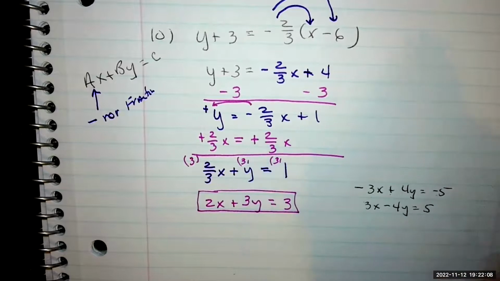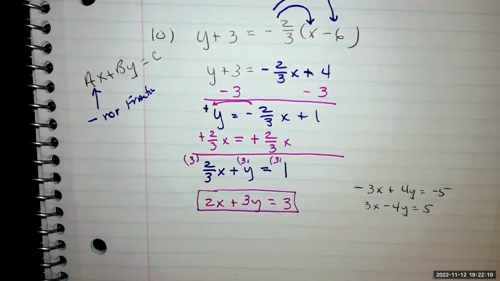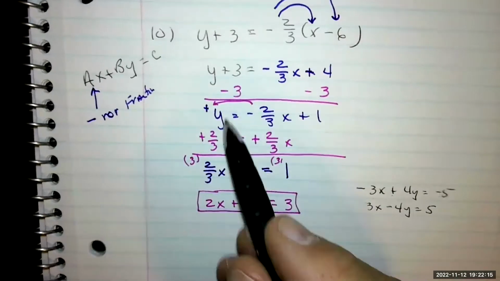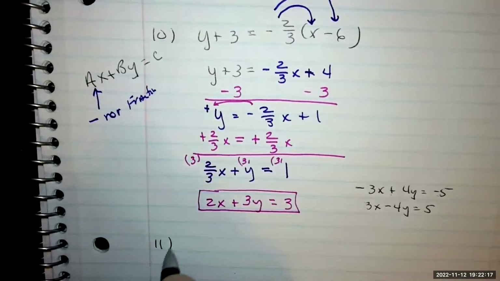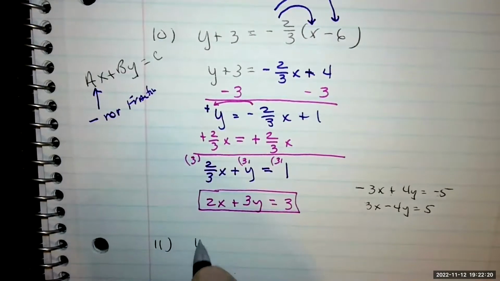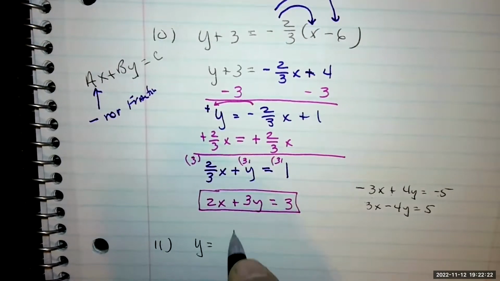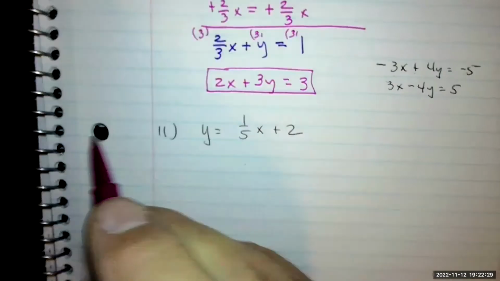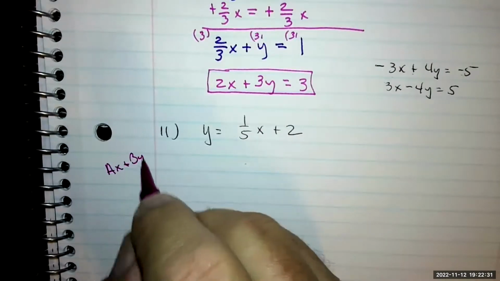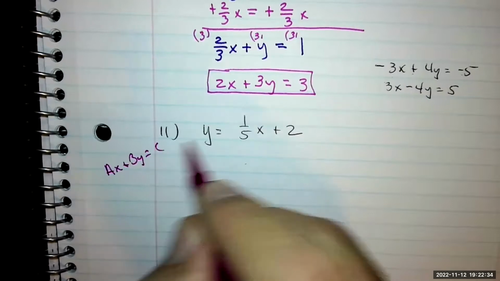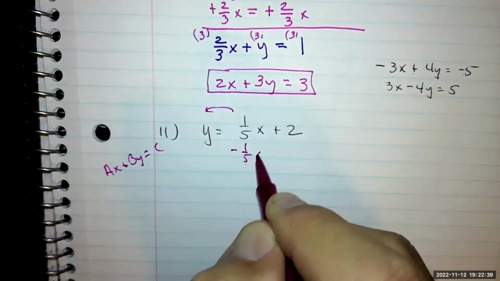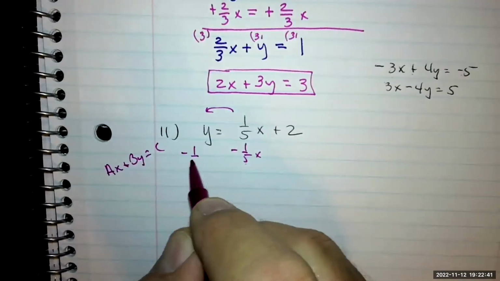All right, so let's do number 11. And number 11 is nice because it's already in our slope-intercept form. So you can see there's really not much left to it. All right, so here we go. We have it. Now we got to put it in standard form. Remember, x and y are together on the same side of the equal sign. Okay, so I got to move this x over here. It's a positive, so we're going to subtract 1/5 x. And this is going to turn out exactly what we were just talking about.